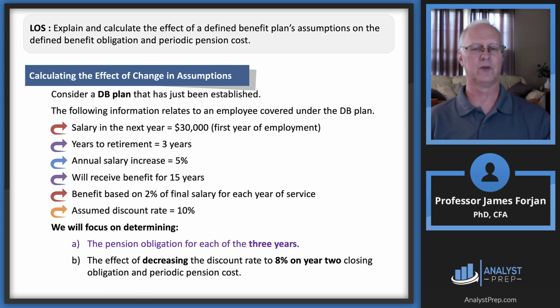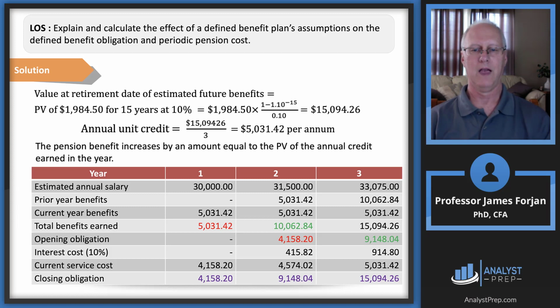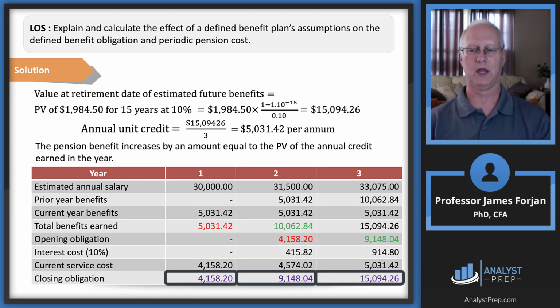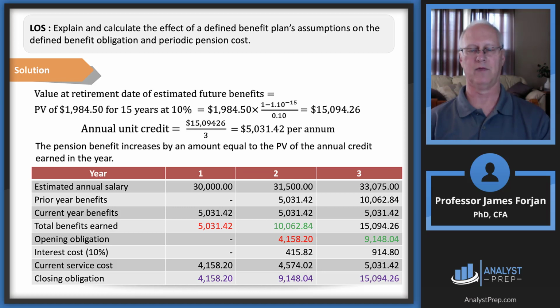So our first question was pension obligation for each of the 3 years. And there it is in purple, 4158, 9148, and 15,094. Feel free to take my earlier advice and put this into an Excel spreadsheet, and you'll be able to see the exact math. And then let me go back here.